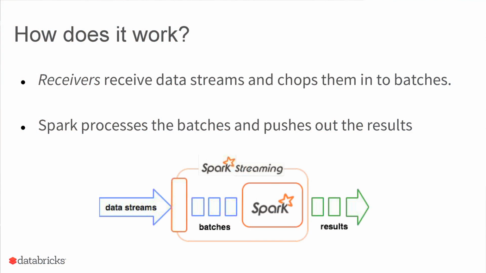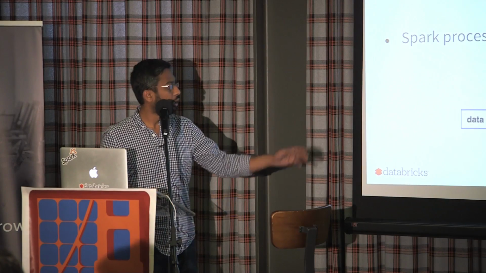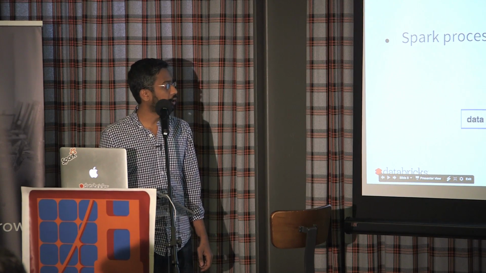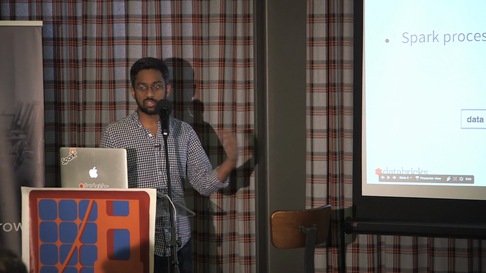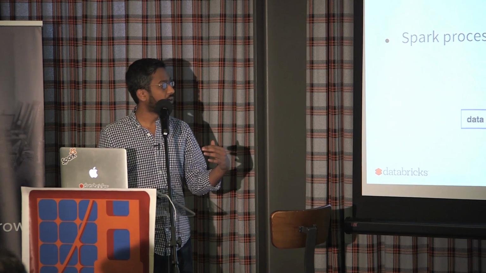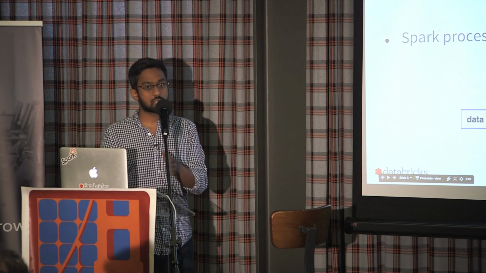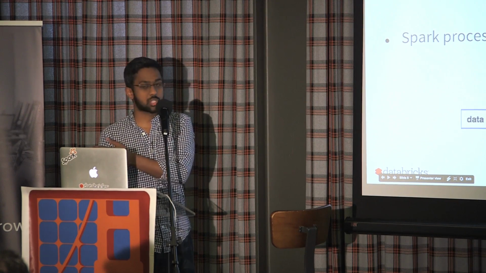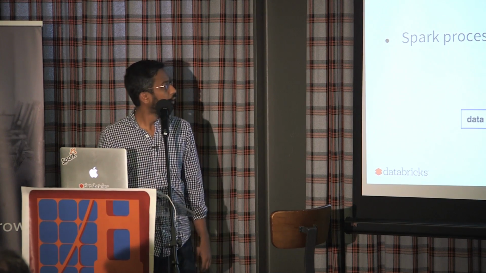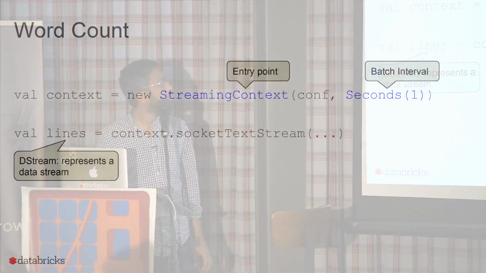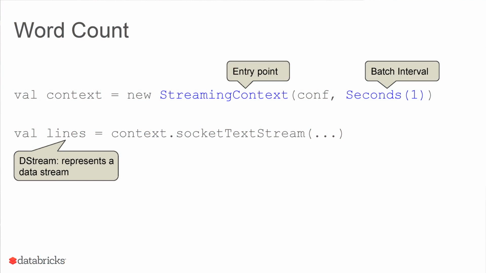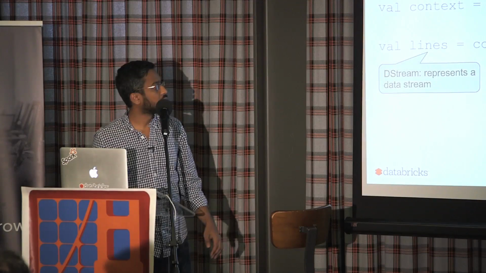So getting to the core part of how it works. In a nutshell, there are data streams coming in. There is a receiver that Spark streaming uses to receive data continuously. And then it chops them into batches, sends them to the Spark core engine, and then pushes out the results to the sink. So that's at a very high level. I'll just walk through a word count example so that it sets the context for subsequent sections.